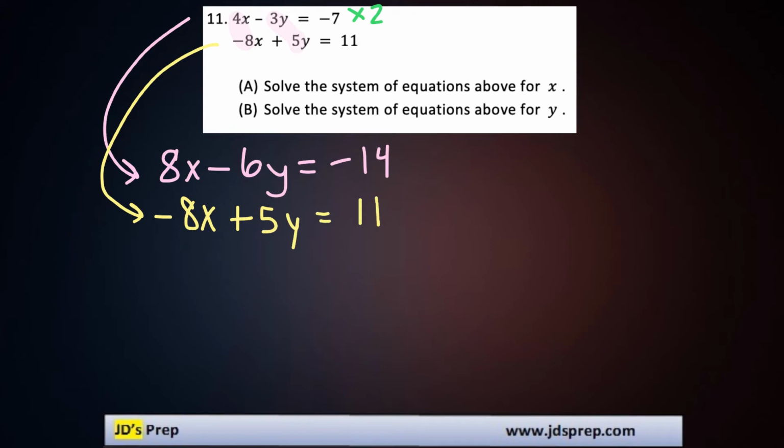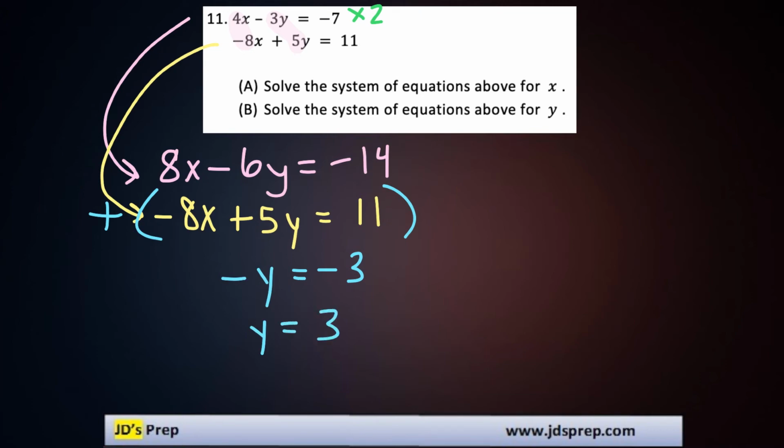Great. Now, our strategy here is to eliminate the x terms entirely, and we can do that by adding them together because 8x plus -8x is 0. So we are going to add the second equation to the first equation. Our x's will cancel out. -6y plus 5y, that becomes -y. And -14 plus 11 is -3. Awesome. Well, if -y equals -3, that means y is equal to 3.